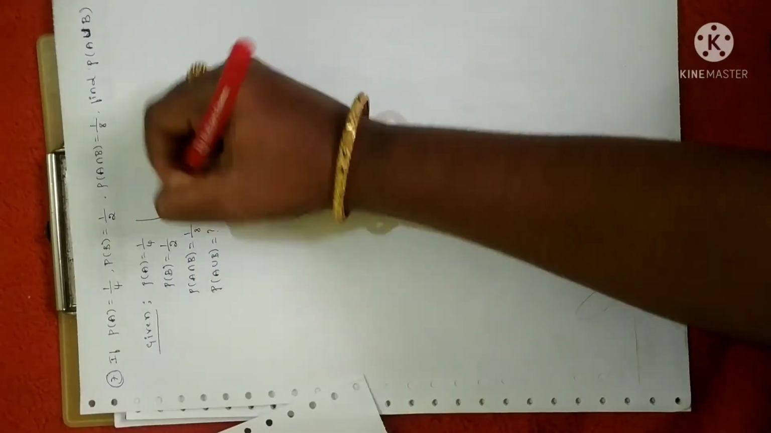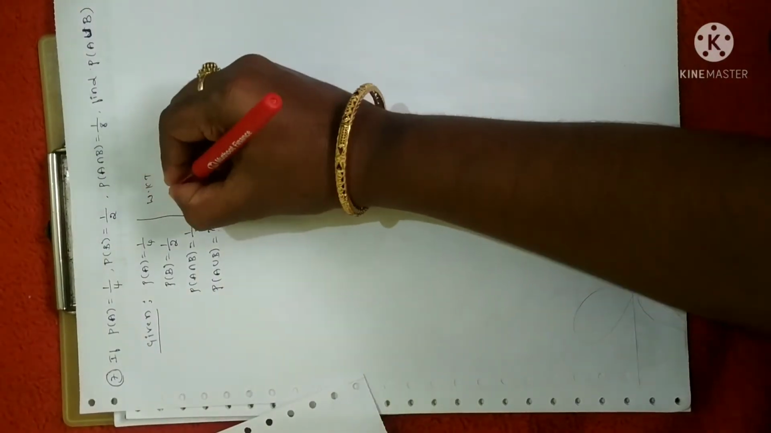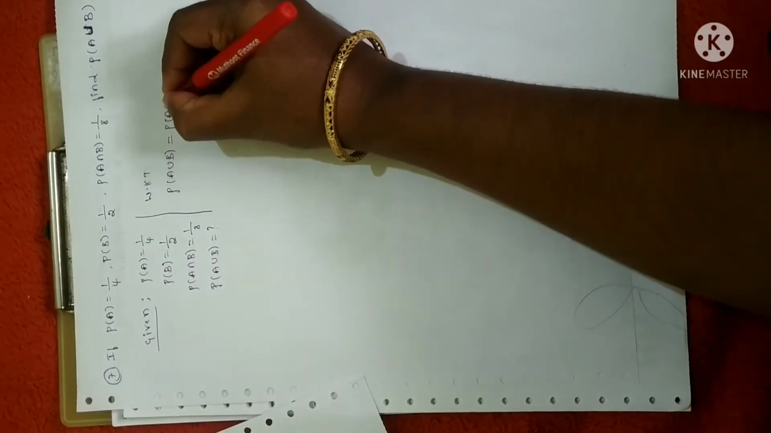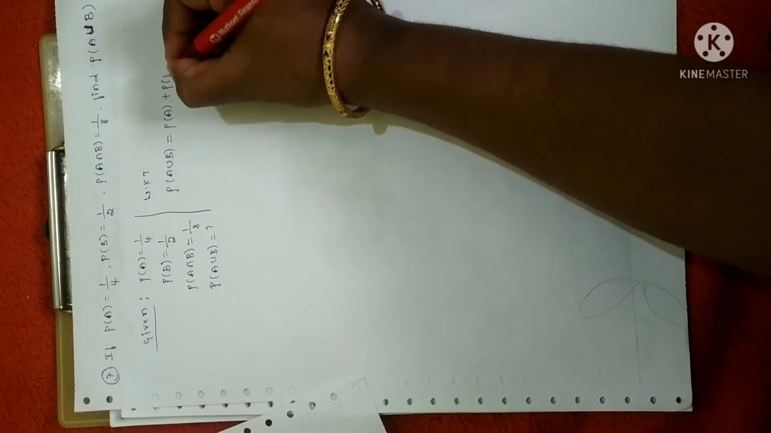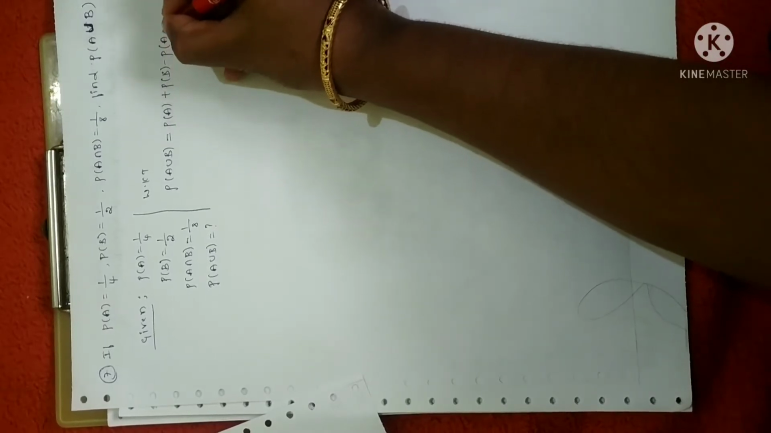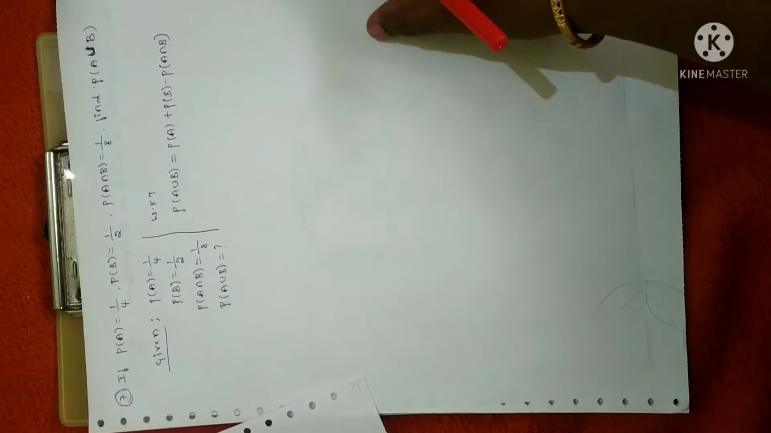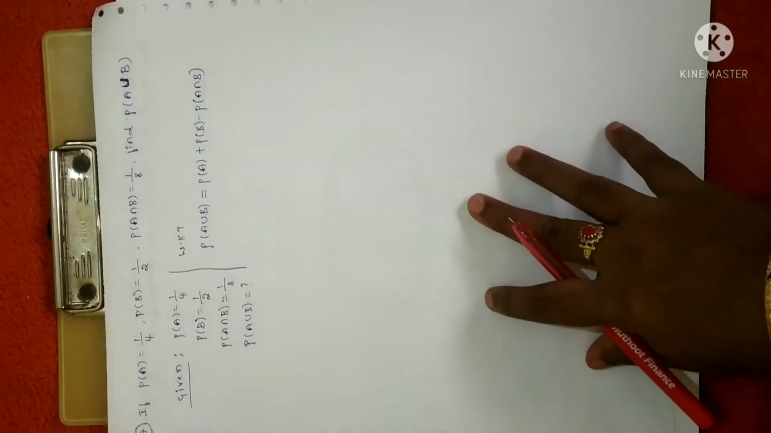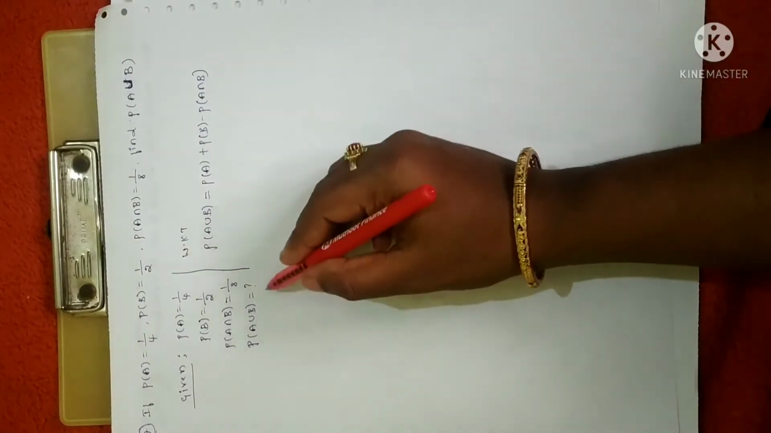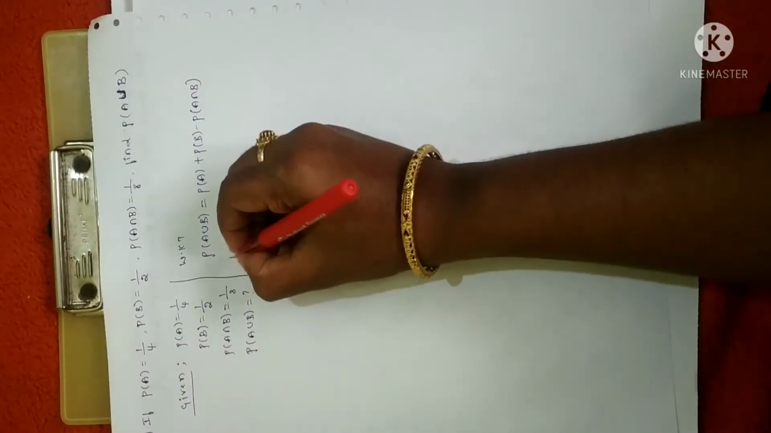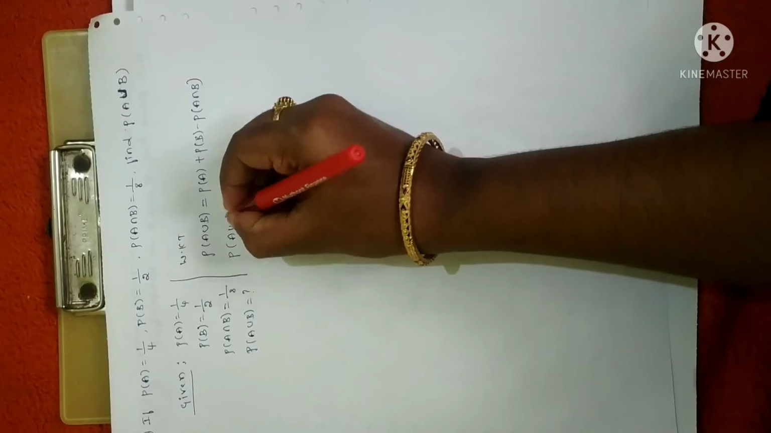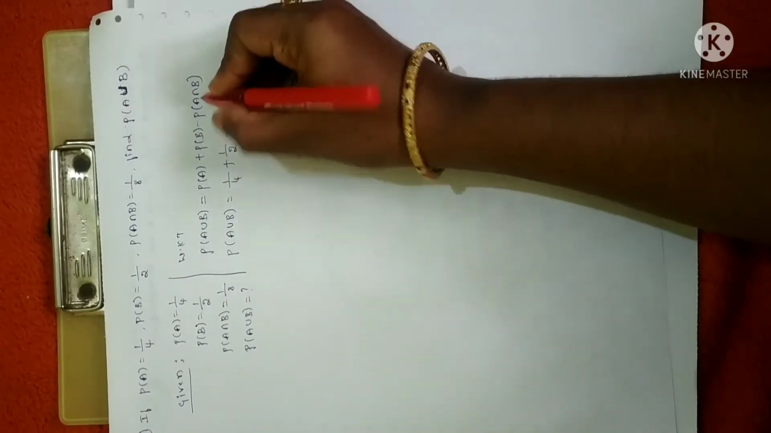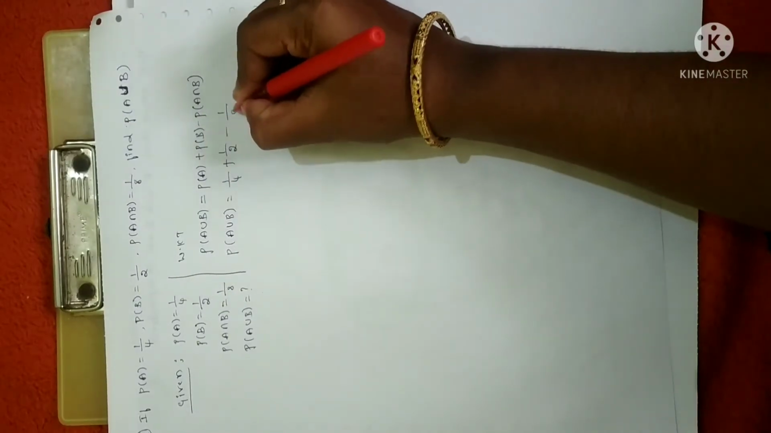That is, we know that probability of A union B is equal to probability of A plus probability of B minus probability of A intersection B. This is the property of probability that we studied in a previous session. Now we need to calculate probability of A union B. So let us substitute the values. Probability of A union B is equal to probability of A is 1 by 4, probability of B is 1 by 2, minus probability of A intersection B is 1 by 8.